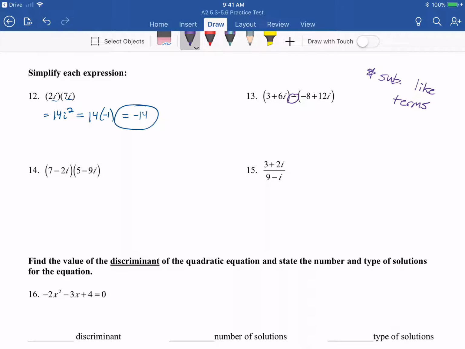All right, so now I like to add the opposite, so I'm going to make that into a plus, this into a positive 8, and this into a negative 12i. So I'm adding the opposite here instead of subtracting. So now I combine these like terms. I have 3 plus a positive 8, which is 11. And then I have 6i plus a negative 12i is going to be negative 6i. Okay, not i squared, because we're just combining like terms, not multiplying.